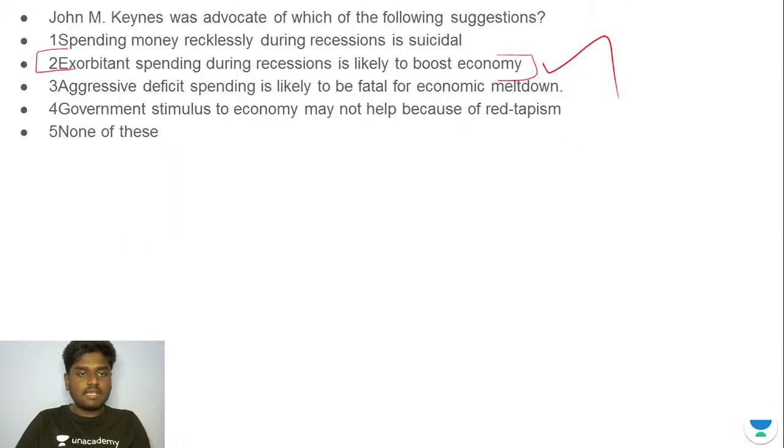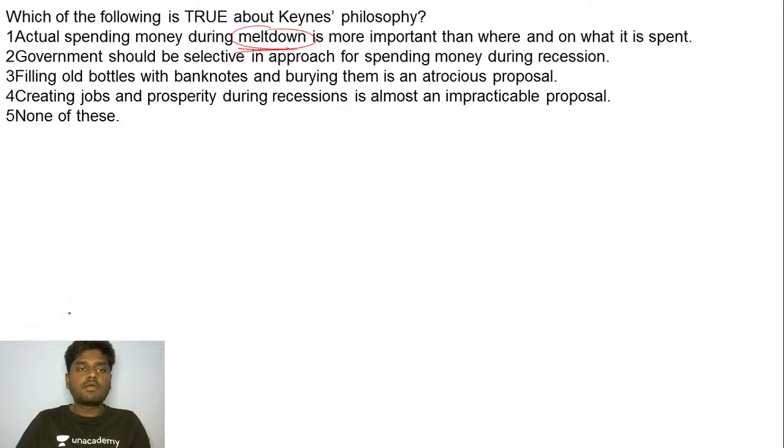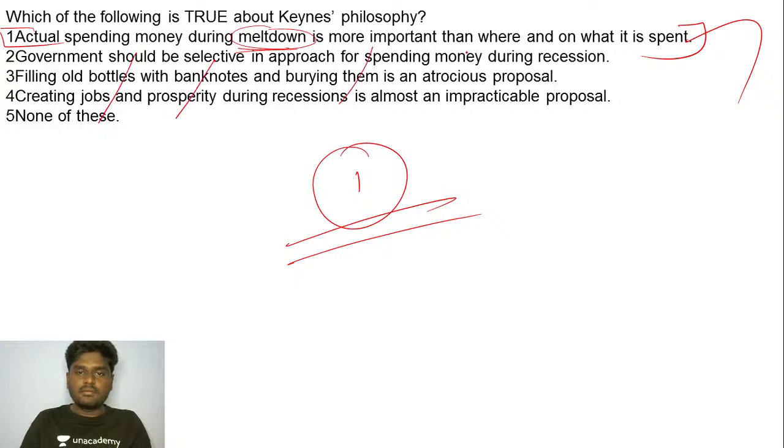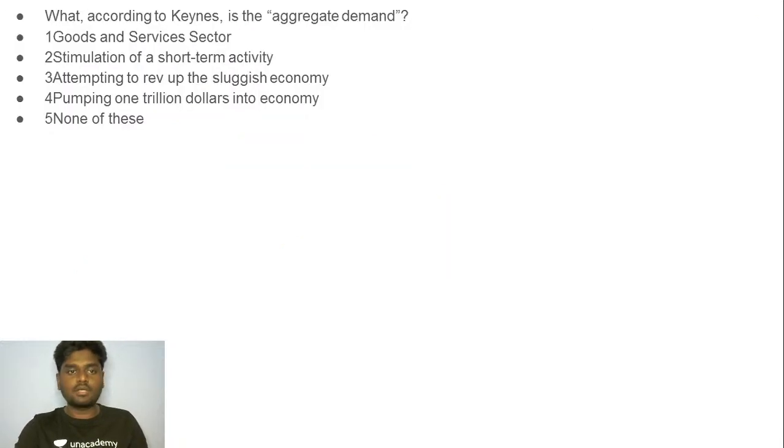So if that is the case, then I would say actual spending money during meltdown is more important than where and on what it is spent. Again, it's going to be option one. You're getting this. Simple, nothing to complicate. If you see the rest of the three, nowhere does he talk about the philosophy of these. So he is continuously insisting that you need to spend money, you need to pump money into the economy when the economy is under severe recession. That's what his philosophy is all about. Okay, so go for the next one, guys.